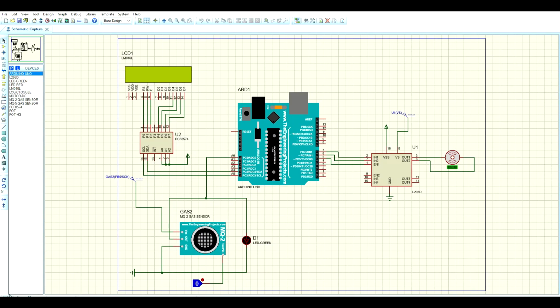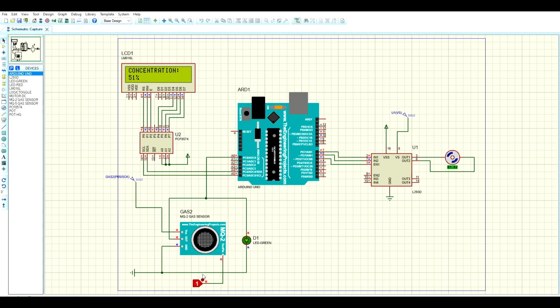Okay, now for the testing part, I will run our schematic circuit in this Proteus. First of all, our I2C LCD will display welcome group 8, including our names, our members' names. Then it will blink 3 times. After that it will show the concentration of the surrounding gas around the gas sensor.